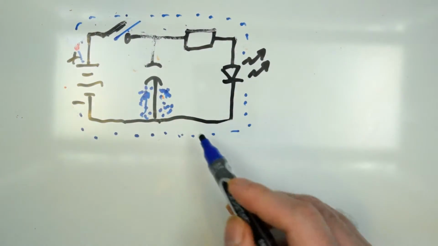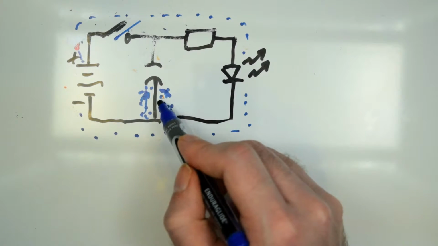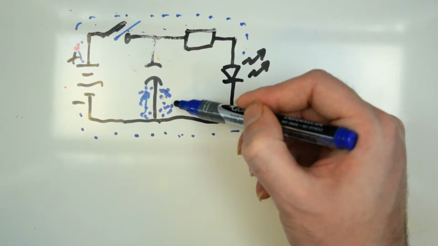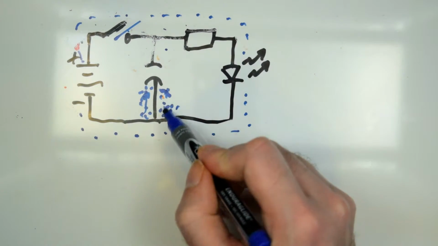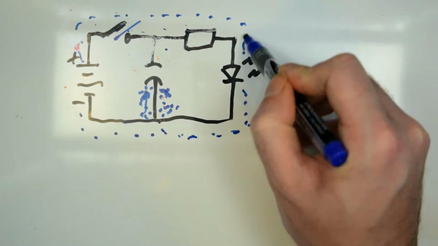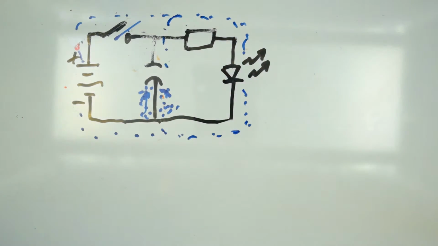So we open that switch, there is now a big potential difference between this side and this side of that capacitor. So those electrons are all going to come flowing out of here and back over to here until the potential is reached.